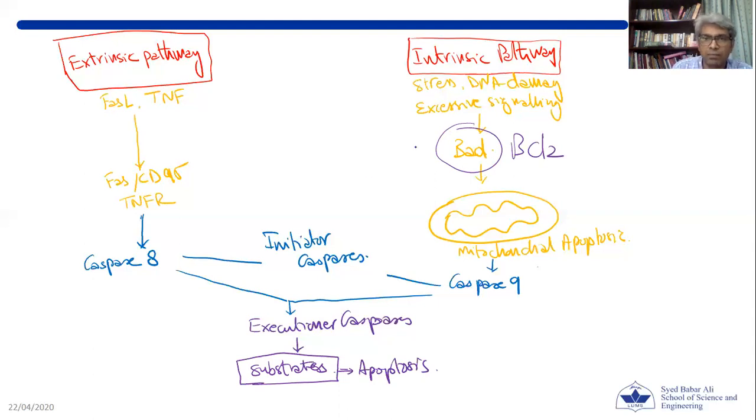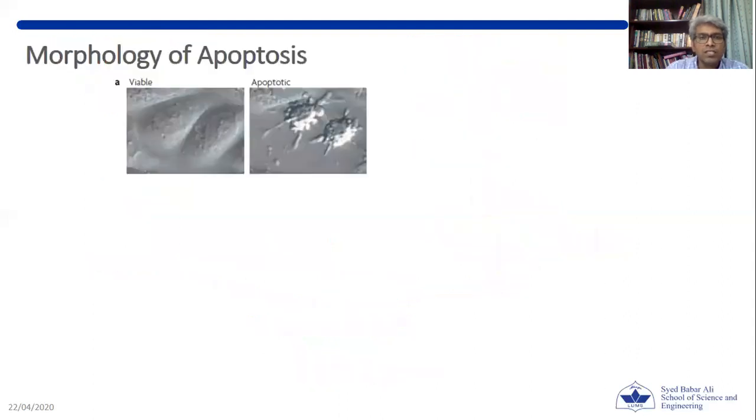So this is just one example. It can be BAX, or it can be BAC, or several other proteins. So this is how an apoptotic cell looks. This is a normal viable cell, a phase contrast image. And this is when you treat the cell with daunorubicin, a DNA damaging drug, at 10 micromolar for 12 hours.